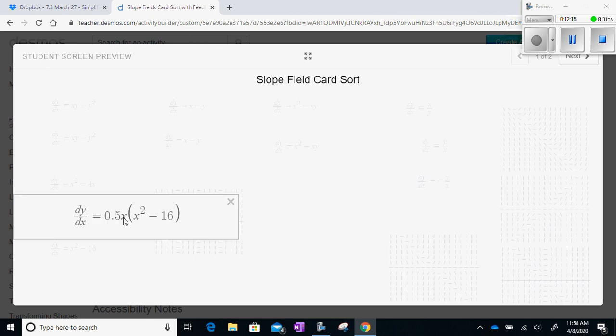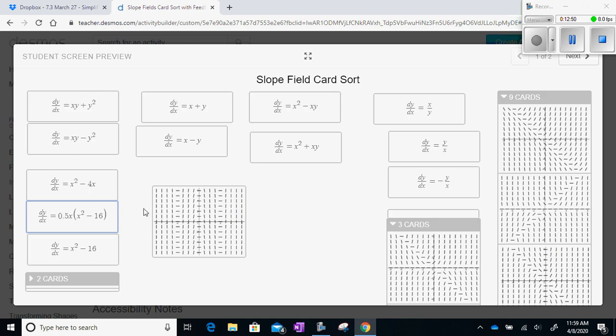This card would give me, if I put a 0 in for my dy dx, meaning I want my slope to be 0, so I'm wondering where would my horizontal tick marks be. I would factor x squared minus 16 to give me x plus 4, x minus 4, and then I would have 3 factors that I'm setting equal to 0. When I write 0.5x equals 0, that will give me x equals 0. If I put x plus 4 equals 0, that'll give me x equals -4. And if I put x minus 4 equals 0, that gives me x equals +4. That gives me 3 possible solutions where my derivative or my slope would equal 0. This is the card right here that has to match this particular slope field.